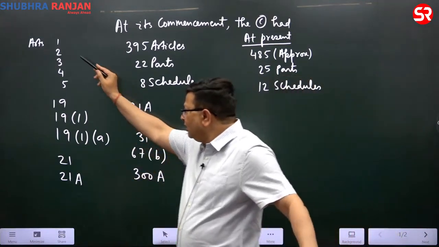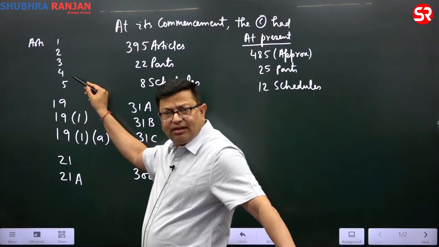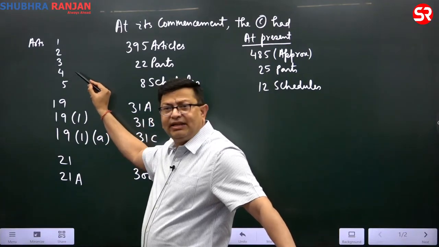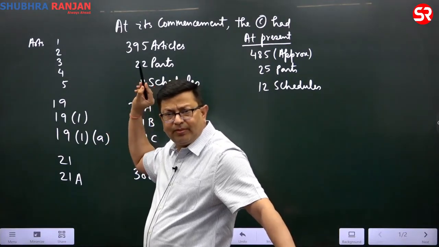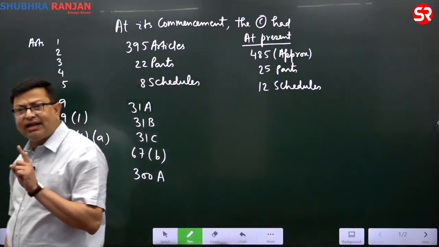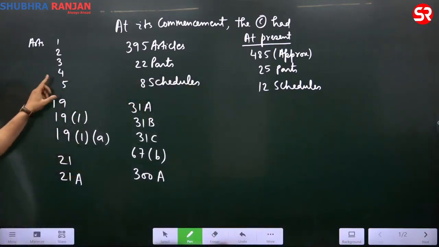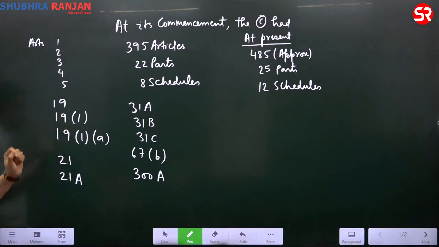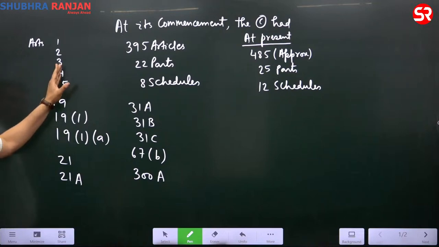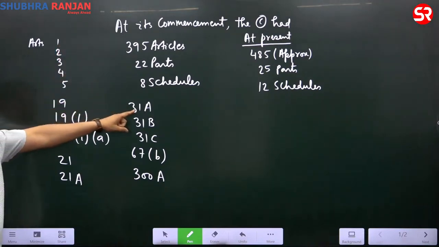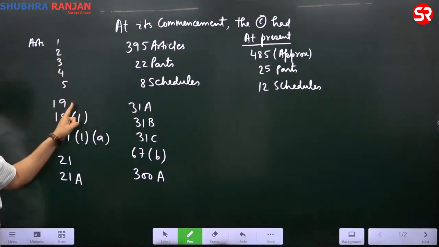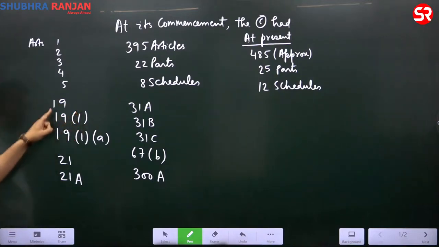Now, these articles were there in the original constitution. Articles are written like this: 1, 2, 3, 4, 5, 6, 7, 8, 9, 10. And these articles, where there is nothing, no capital letters, were there in the original constitution. Even article 19 is in the original constitution.